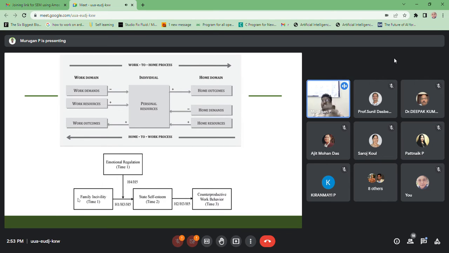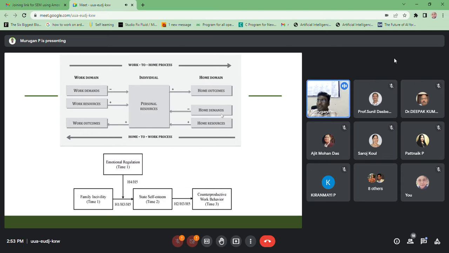So here there is a theory called the work-home resources model. This theory was proposed by Arnold B. Bakker and one more author, published in the American Psychologist journal in the year 2012. This theory says that when you get some demand from the home side, that will negatively affect personal resources, which in turn will affect your work outcomes, positively as well as negatively. Are you getting my point?